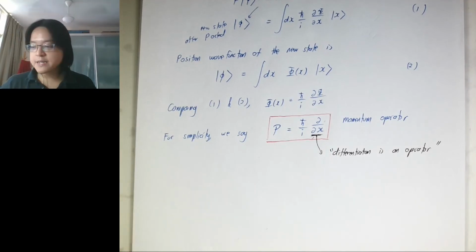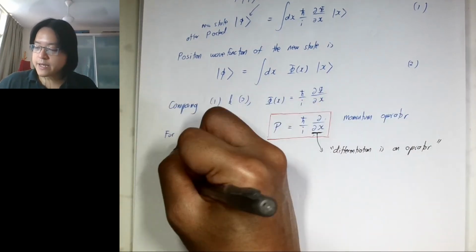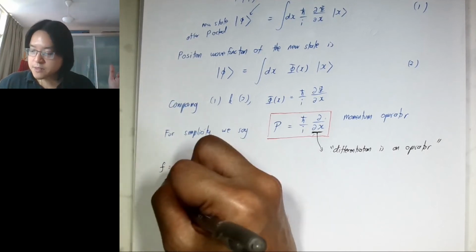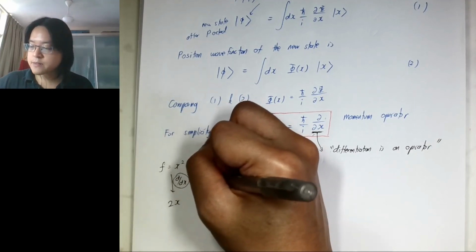So take a simple example. Let's say my function is x squared. If I differentiate this, I take a function and I spit out a new function. So this is an operator.